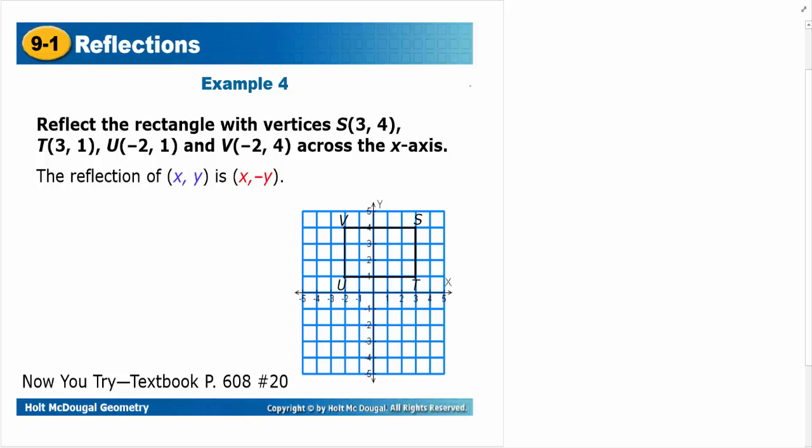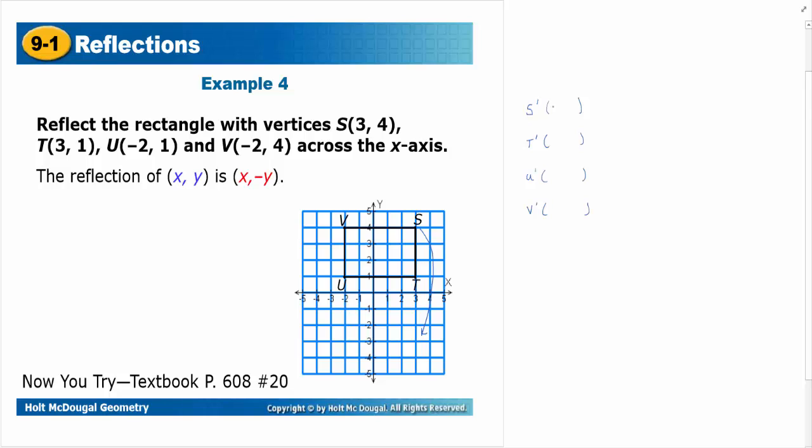All I would do is understand the rule first, and I'm going to go S prime, T prime, U prime, and V prime. The rule doesn't change, because I'm reflecting every single point over the same x-axis, and you're going to be fine. You're reflecting over the x-axis, so you're moving each point over the x-axis. You can see it's the y value that changes, not the x value.